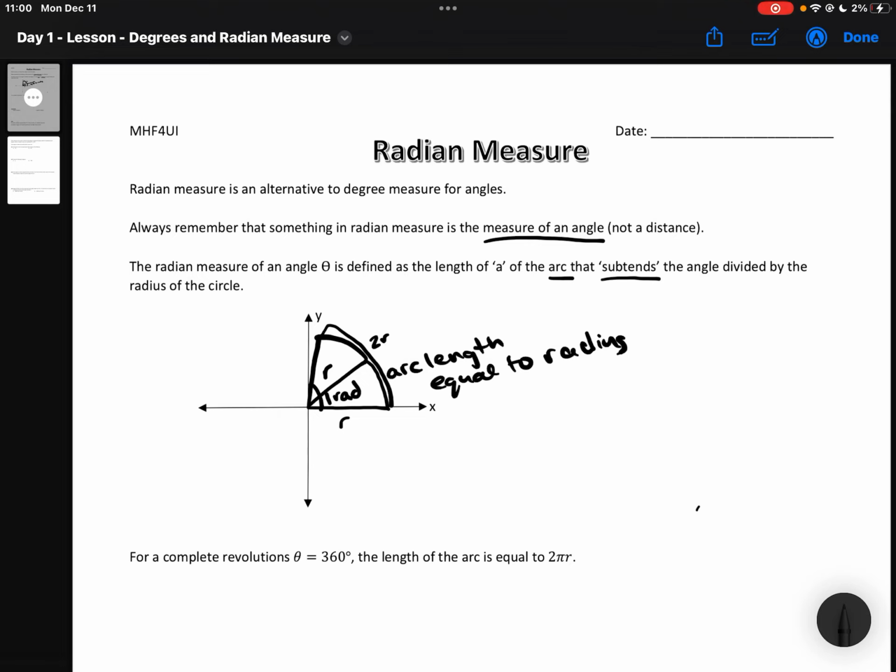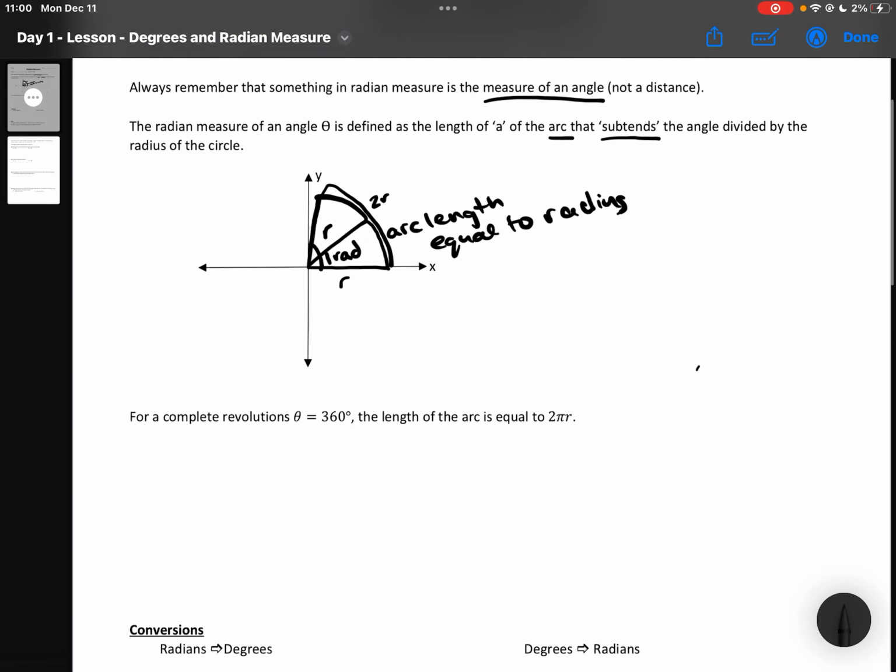So for complete revolutions, for theta equals 360, the length of the arc is equal to 2 pi r, which is the circumference of that circle.